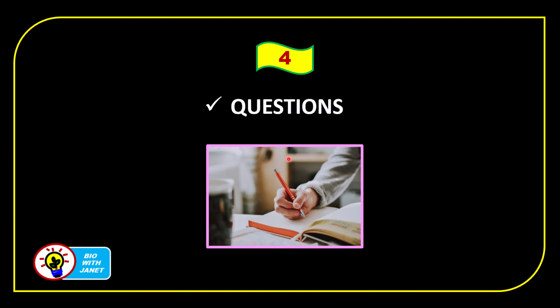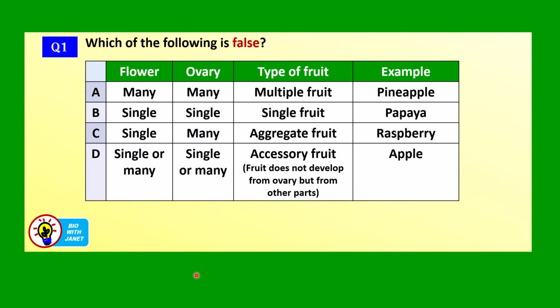In this 4th section, which is the last section, we will discuss some questions related to the topic of types of fruits, including HOTS questions. Let's try question 1. This is a type of question that can be asked in your exam. Now, which of the following is false? You can pause the video for a while and look through the question, and we will discuss afterwards.